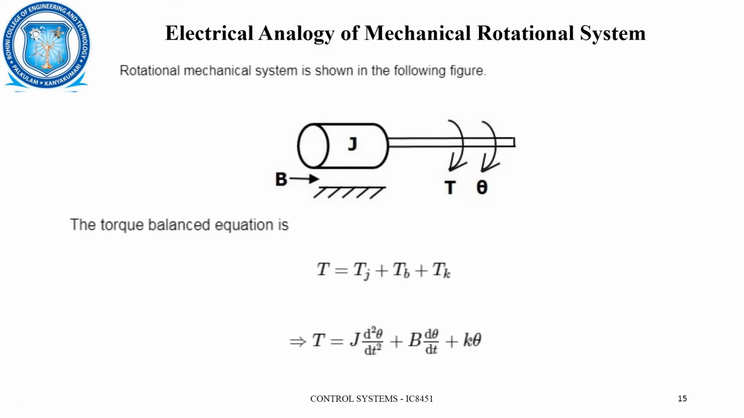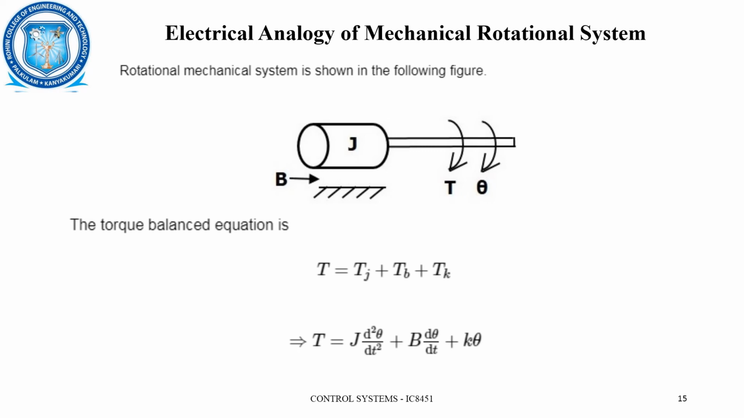Similarly, for the mechanical rotational system, the main difference is we have the moment of inertia as J. As we consider mass in the mechanical translational system, here the moment of inertia J is considered, and instead of force we will consider the torque obtained, because it is a rotational system. So the rotational displacement will also be considered as theta instead of x. Instead of force, we have torque T.